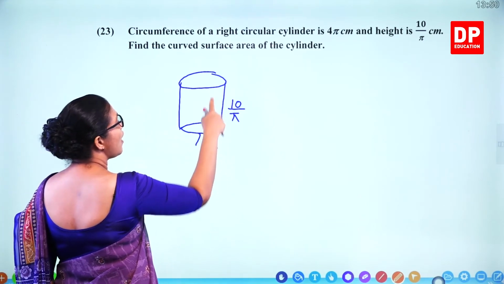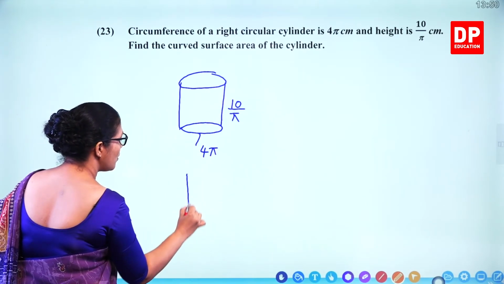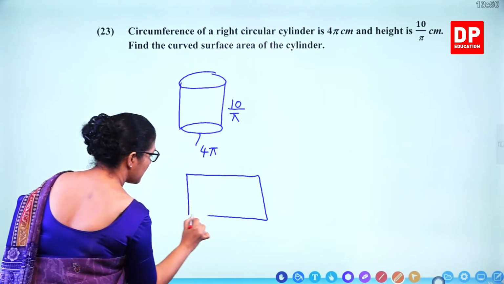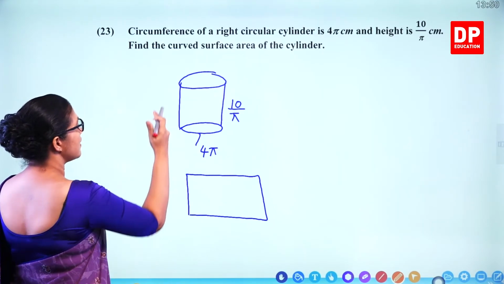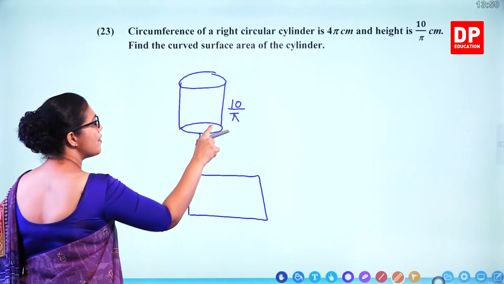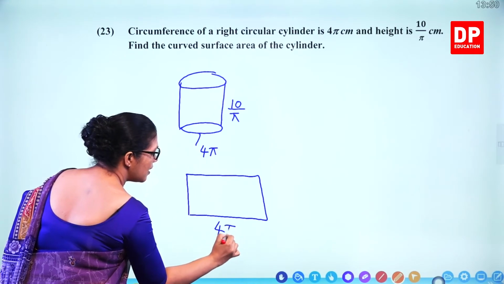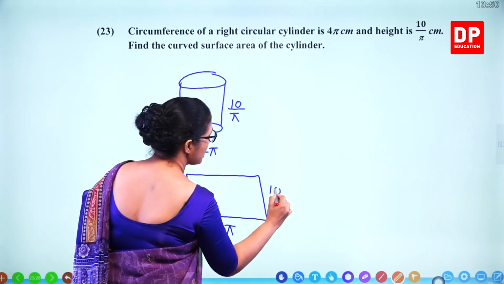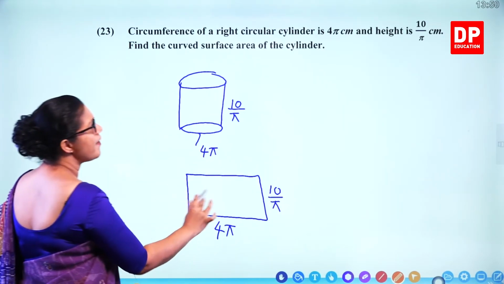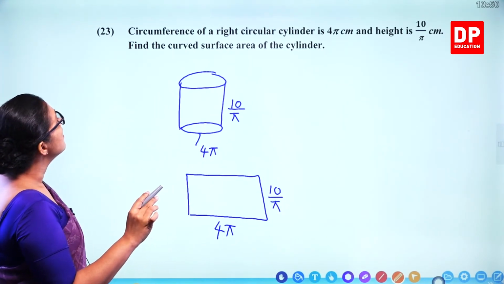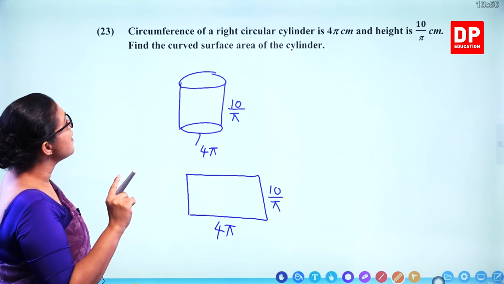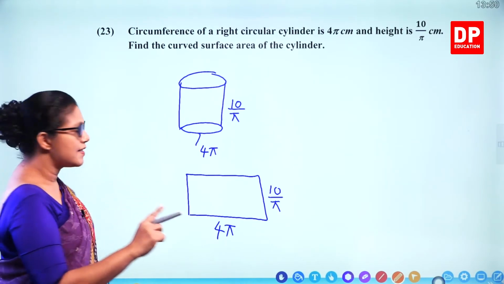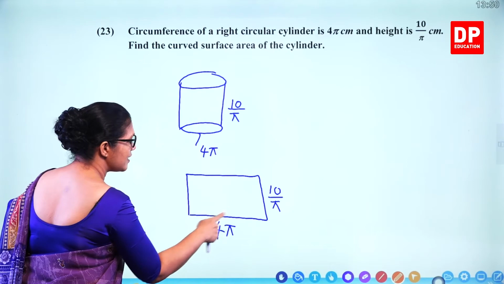Here, when you cut it, what happens? You get the rectangle. So the circumference becomes the length of the rectangle and the height is this. They are asking for the area. They are asking for the curved surface area of the cylinder, which means the area of the rectangle, this part.